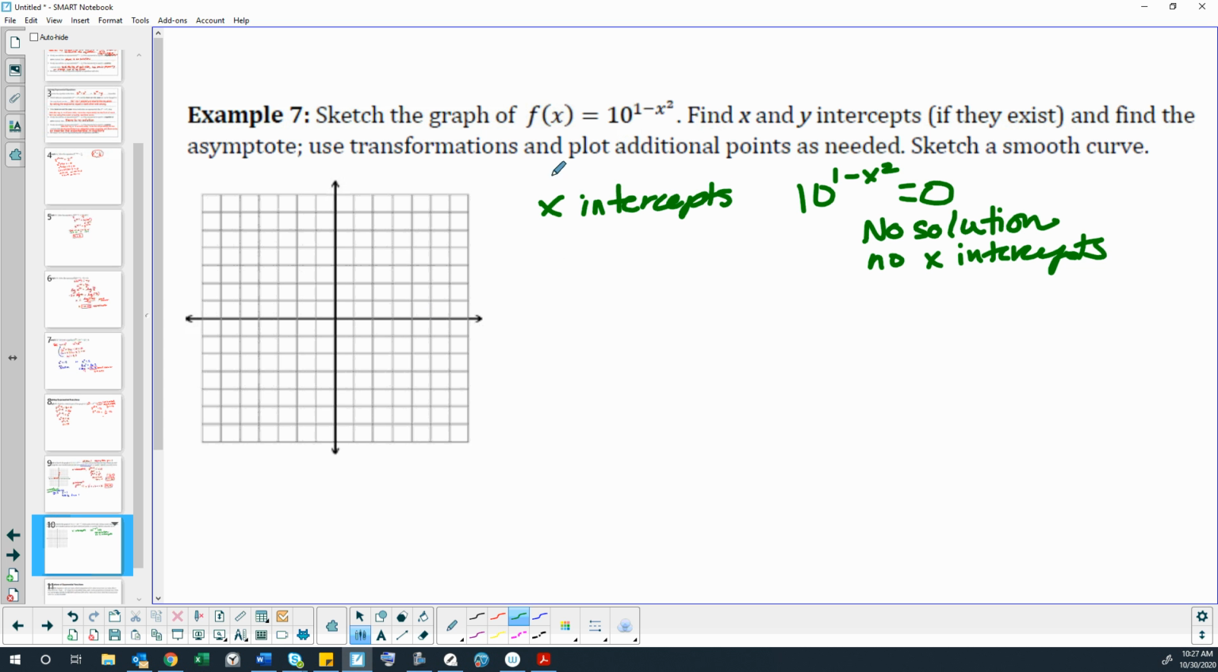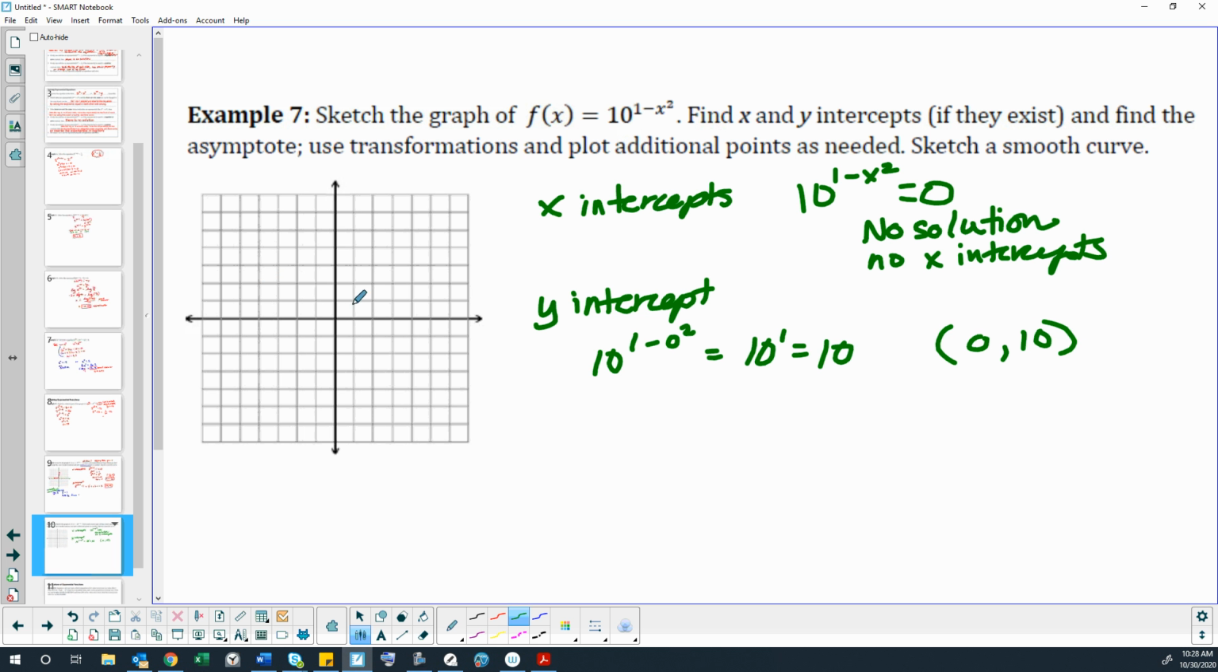Okay, let's go ahead and do y-intercept then. To do that, I'm going to plug in 0. So that would be 10 to the first power, which is 10. So y-intercept at 0, 10. Let's plot that on our graph. The graph paper I chose for this situation doesn't go up to 10. So we could just count 2s instead. 1, 2, 3, 4, 5, 6, 7, 8, 9, 10.